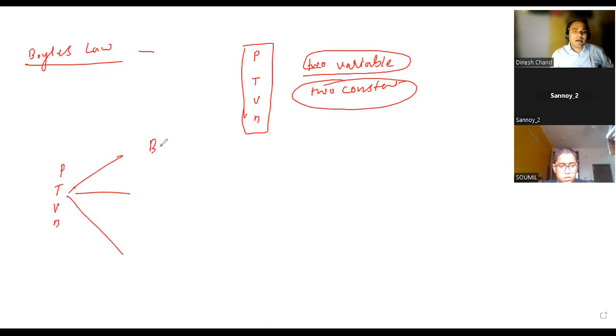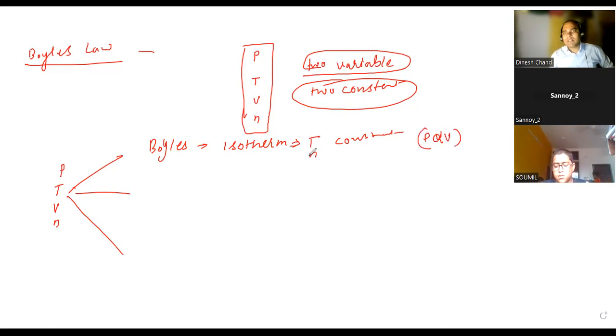See, Boyle's law. Boyle's law is called isotherm. Isotherm means the temperature is constant; therm means temperature. T is constant along with N. So the concept is P proportional to V, because the temperature is constant, so pressure and volume are what is left.